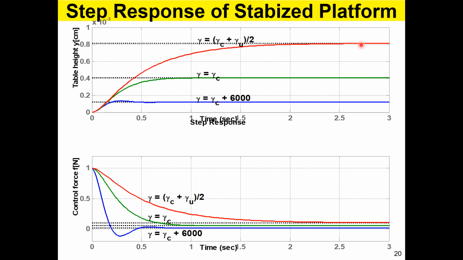It's not actually what we want, but it settled down in about 2.5 seconds. And the third response here, gamma equals gamma C plus 6,000, which means a bit higher gain than the critical gain. So we know the system has two poles, a pair of complex conjugate poles. So the response is oscillatory. You can see this oscillation here, small oscillation.